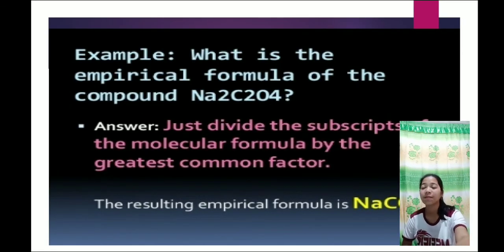Example, what is the empirical formula of the compound Na2C2O4? So the answer, just divide the subscripts of the molecular formula by the greatest common factor. So the resulting empirical formula is NaCO2.